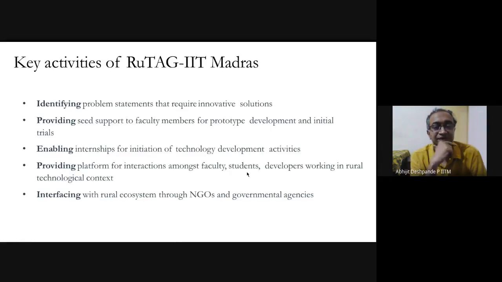So the key activity that we do is to first look at the problem statement and identify them. We do this through holding workshops. We are in constant touch with the governmental agencies. We also try to get these problem statements posted through our websites and any other contacts that are there. And then we catalyze this by providing support to either faculty members or student teams to say, let's get going and try to find a solution.